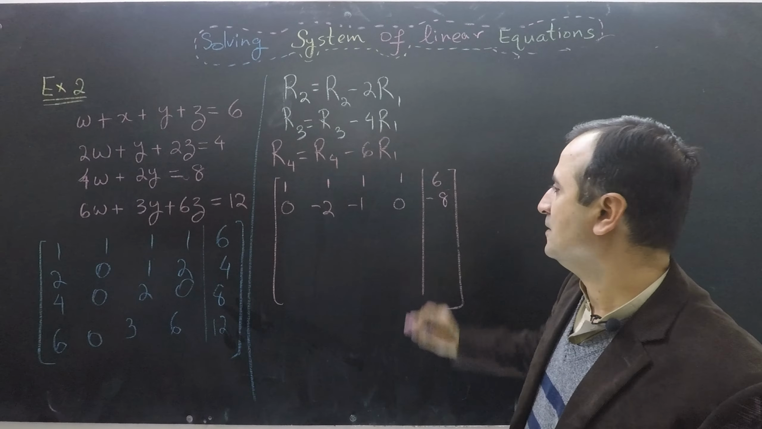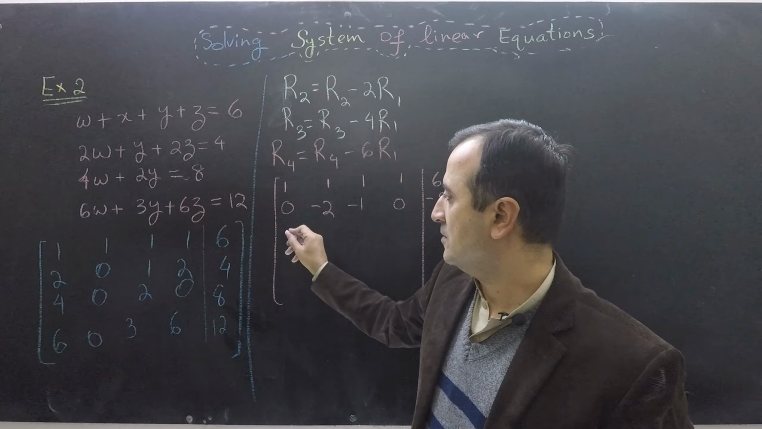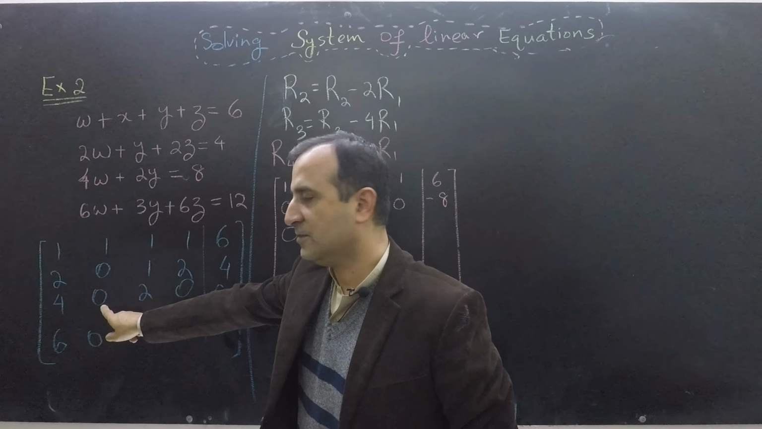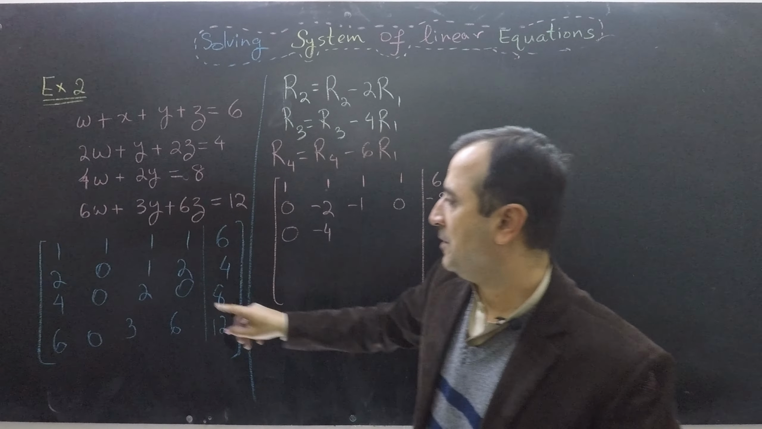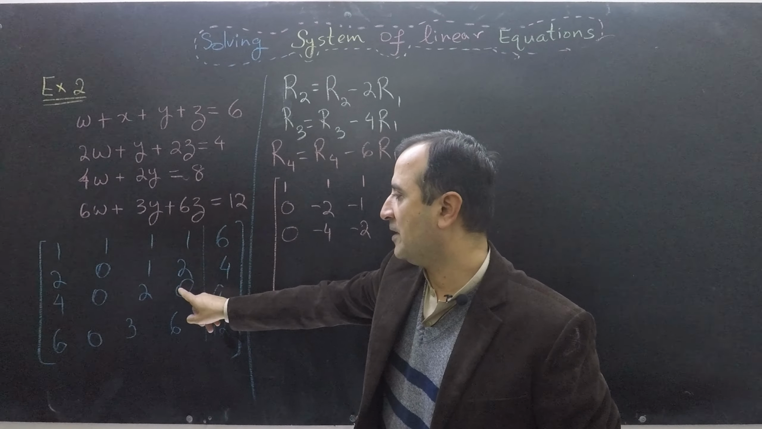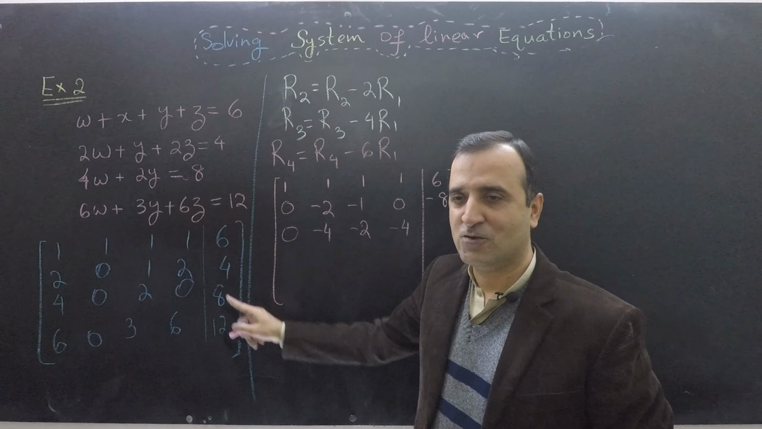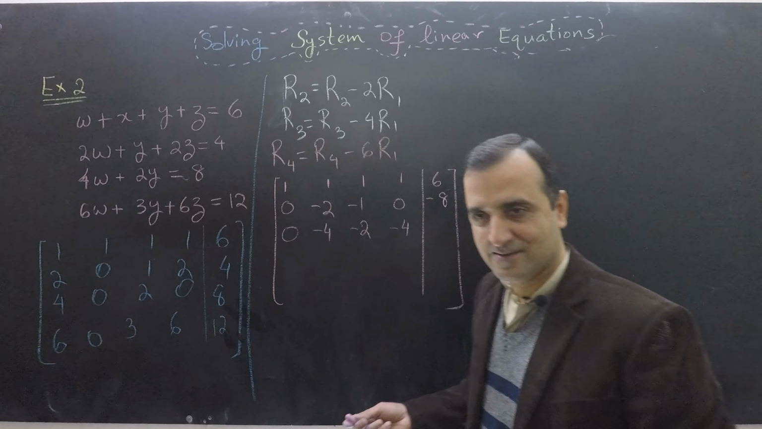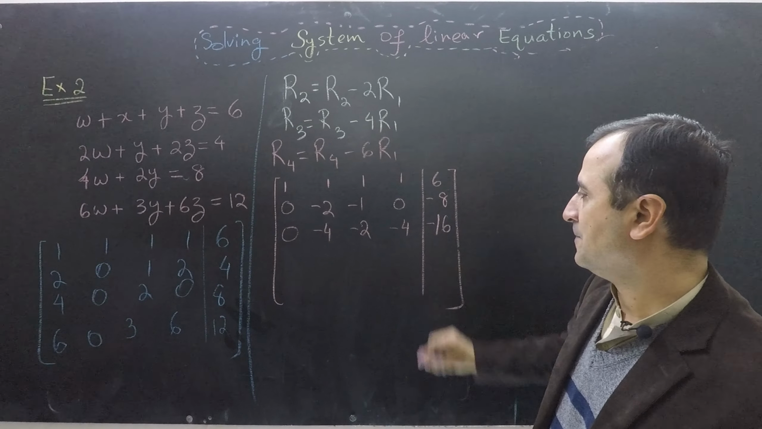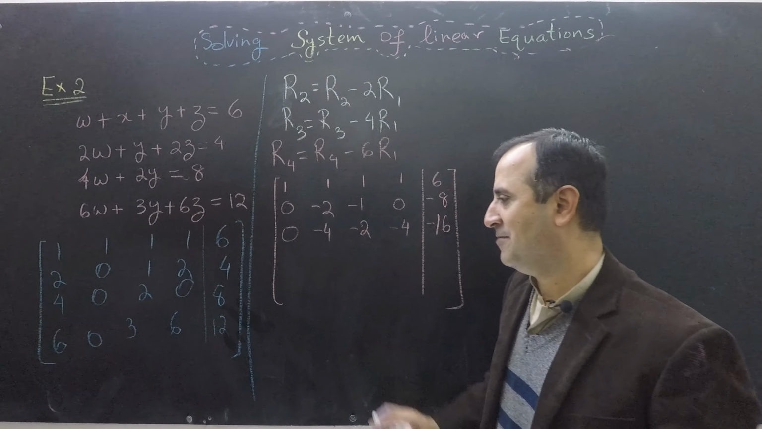Minus 8. Okay, so now I'm going to multiply the first row with minus 4 and then add my result with this row. So minus 4 plus 4 is going to be 0. Minus 4 plus 0 is going to be minus 4. Minus 4 plus 2 is going to be minus 2. Minus 4 plus 0 is going to be minus 4. And minus 24 plus 8 is going to be minus 16. If I make any mistake, then my audience is going to catch that mistake, so I'm not worried at all.